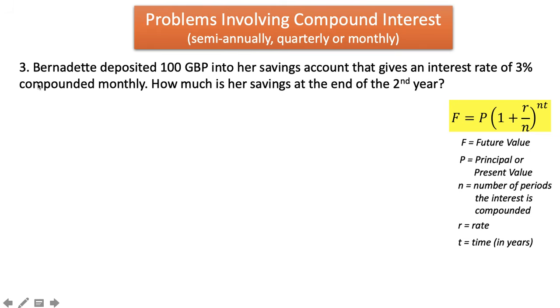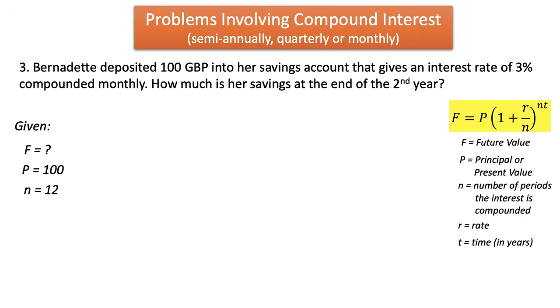In our last given, Bernadette deposited 100 British pounds into her savings account that gives an interest rate of 3% compounded monthly. How much is her savings at the end of the 2nd year? So again, we're looking for the savings at the end of the 2nd year. So our F here is unknown. Our P, or starting money or deposited money, is 100 British pounds. Our N is 12 because it is compounded monthly.